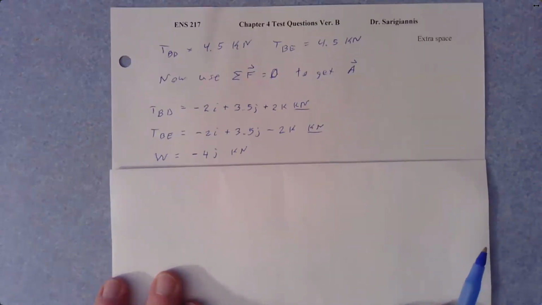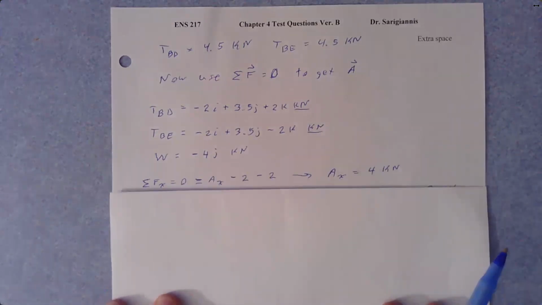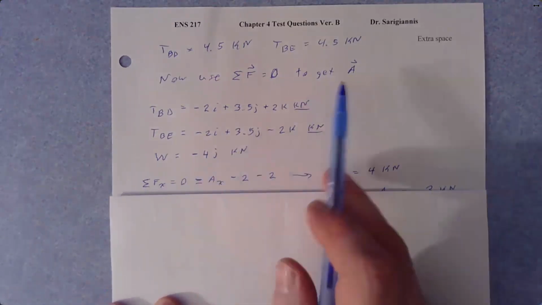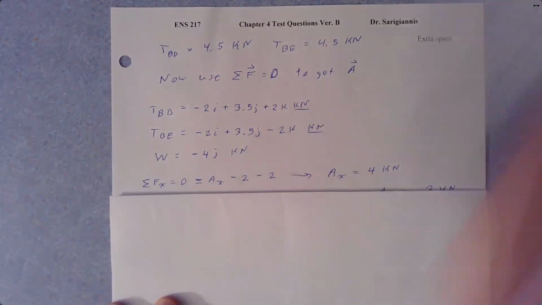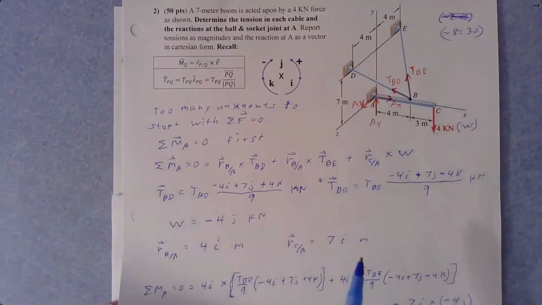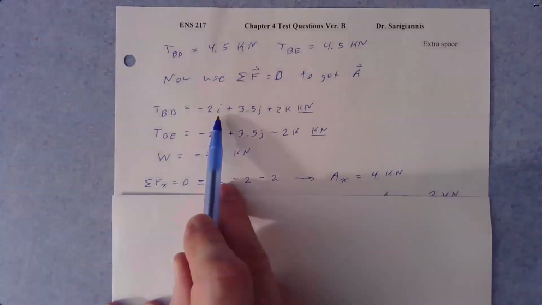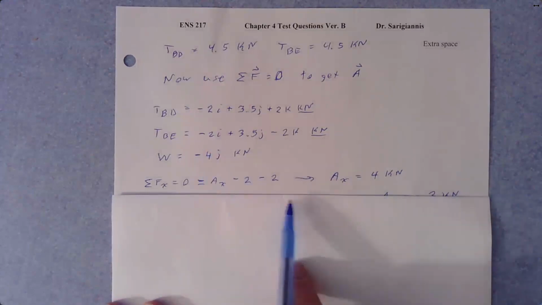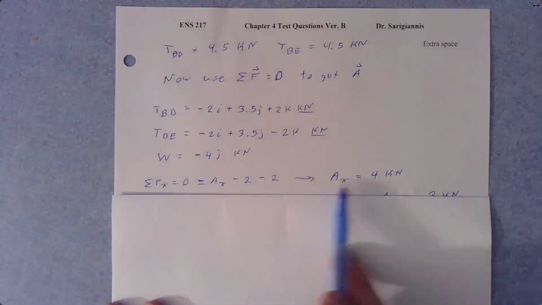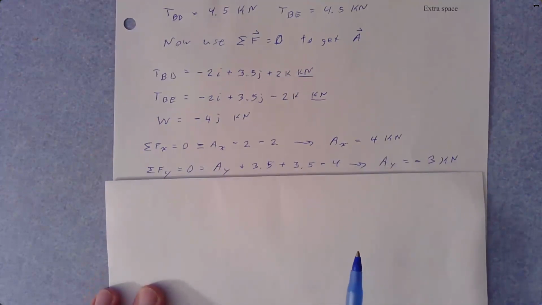And now we say, all right, the sum of the forces in X is equal to 0. So we take all the I components. Remember, we still have A components. We don't know the A components. We don't know AX, AY, or AZ. So those are the unknowns. So AX minus 2I minus 2I equals 0. You find out AX is equal to 4 kilonewtons. It's in the positive direction.